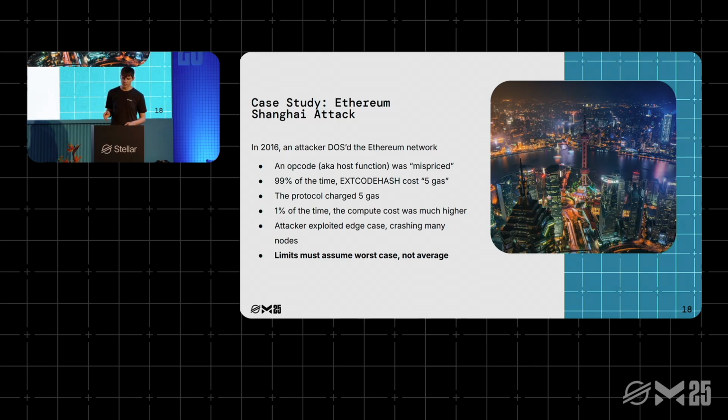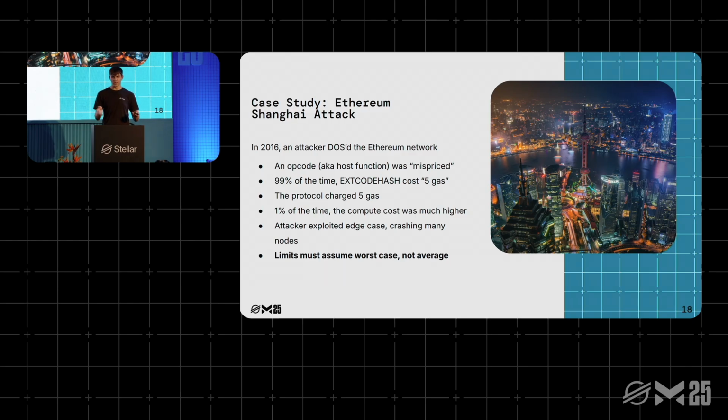Now, why am I telling you this? This is a strong lesson that all blockchains are adversarial and Byzantine. And so when we're making protocol upgrades and setting limits and costs especially, we must always assume the worst case. We can't use the average case or the best case to set gas prices. Otherwise, we are going to be attacked like Ethereum was in 2016.